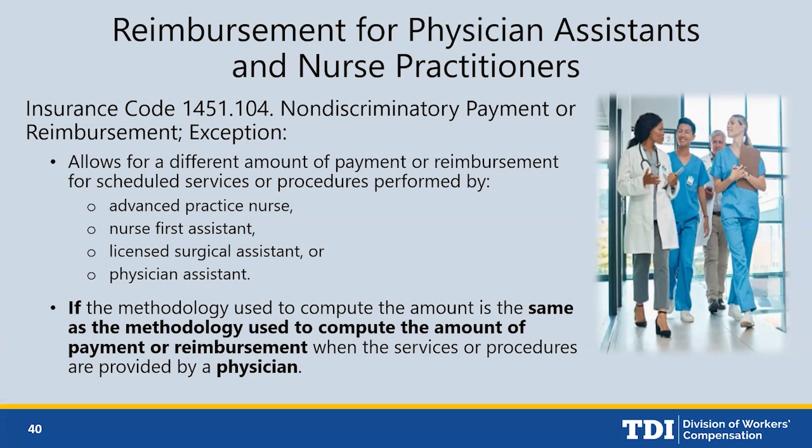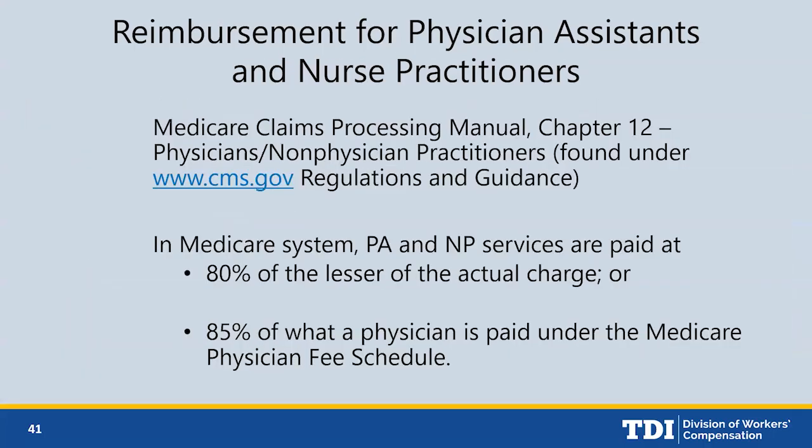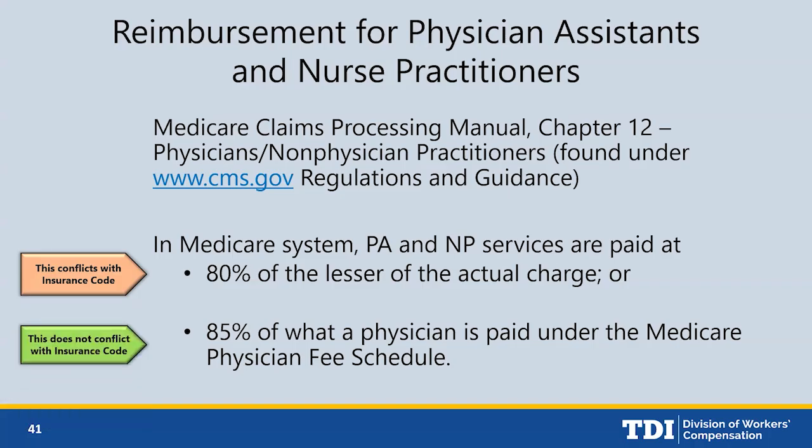So I know that sounds complicated, but just know that it applies because Medicare has this lesser of clause that says, in their Medicare claims processing manual for PAs and nurse or non-physician practitioners, it's either paid at 80% of the lesser of the actual charge or 85% of the physician's fee schedule. So this conflicts with 1451 because you have to use the same methodology that a physician is using. So 85% of what a physician is paid does not conflict. So basically, our non-physician practitioners are going to get the 85%. They're not going to use the lesser of clause because that conflicts with 1451.